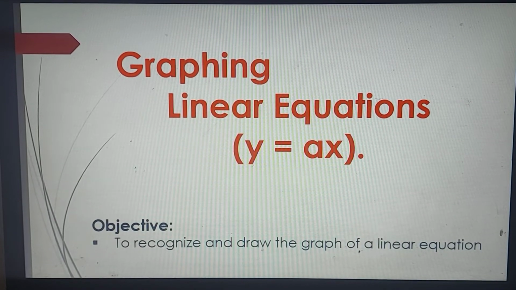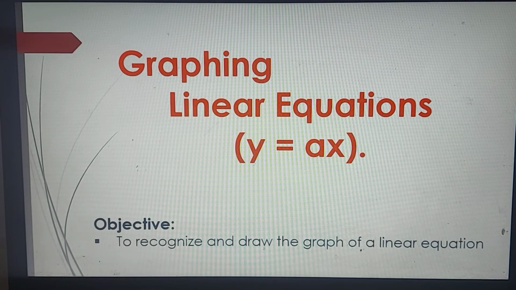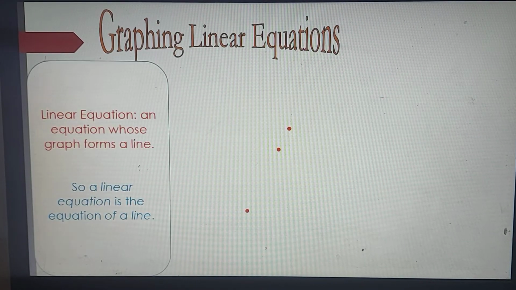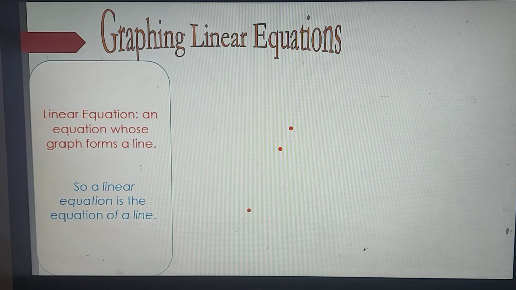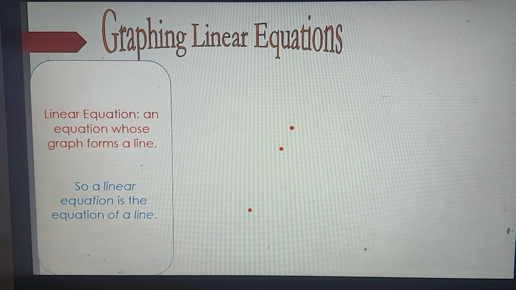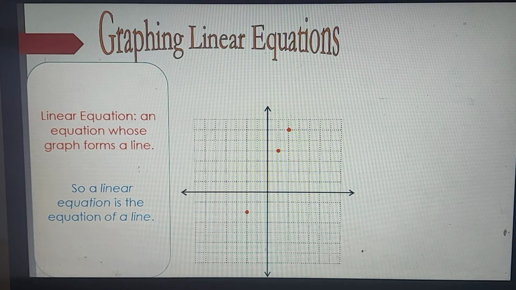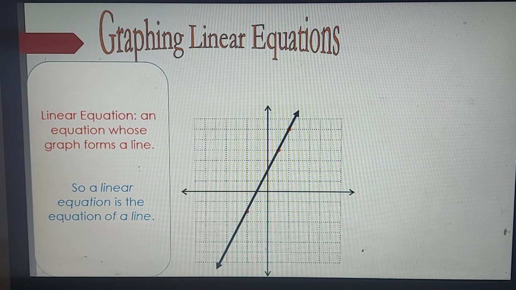So our objective for today is to recognize and draw the graph of a linear equation. A linear equation is an equation whose graph forms a line. So simply put, we can say that a linear equation is the equation of a line. This graph shows the equation of a line.